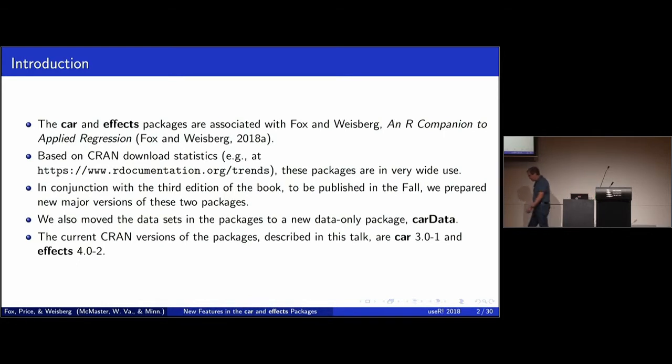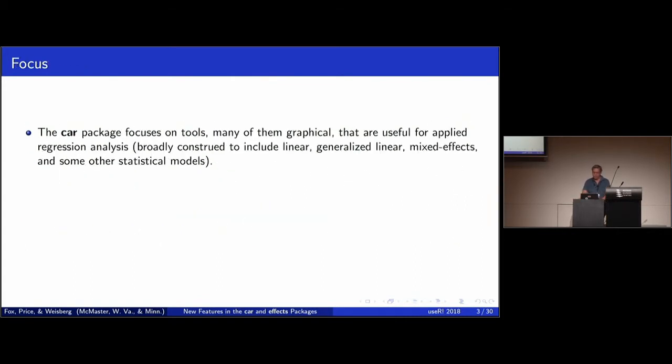Okay, the versions that I'm about to describe, this says, are the versions that are currently on CRAN, but that's not quite right. car 3.0.0 is on CRAN. I had anticipated that by the time of this talk, we would have updated that to car 3.0.1, which pretty much just fixes minor bugs in the 3.0.0 release. But we haven't been able to do that quite yet. The effects package 4.0-2 is indeed the version that's currently on CRAN.